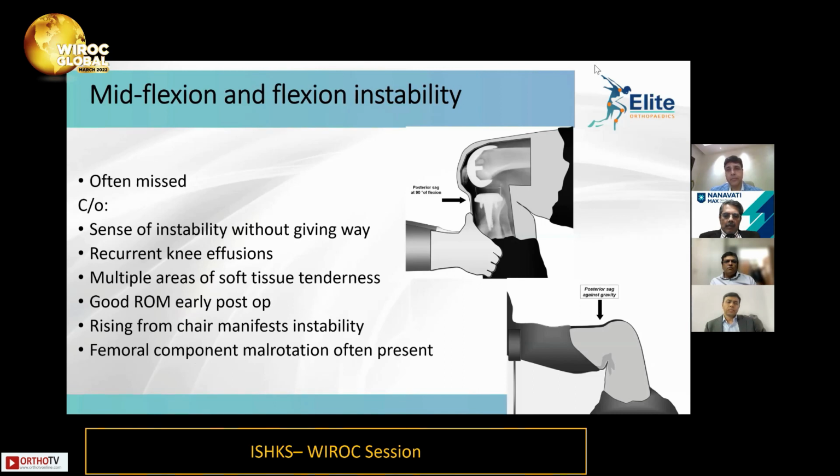In a CR knee, when you dangle the legs down, you will have these posterior sags. Or in PS knees, you have a positive anterior drawer stress. So there are multiple areas of soft tissue tenderness. They would put their fingers onto the pes anserinus region or onto the IT band region. So these are the areas where they complain of tenderness, and femoral component malrotation is often present.